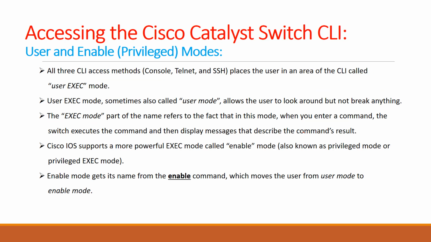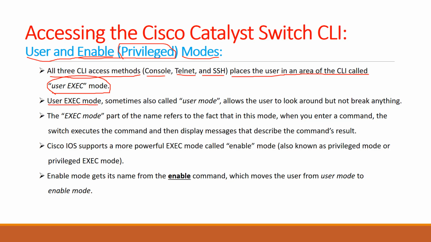So now we learned how to access the switch CLI. What will we see when we access the switch CLI? There are two modes for now, the user and enable modes. The enable mode sometimes is called privileged mode. All three access methods, the console, Telnet, and SSH, place the user or the network engineer in an area of the CLI called user execution mode. This is the first mode that you will face when you access the switch, whether through console, Telnet, or SSH.